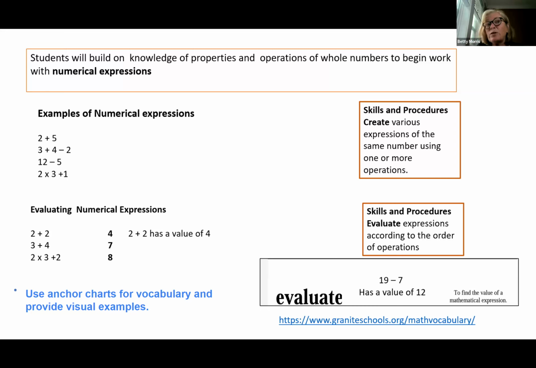So say it first, model it, have them model it, say it, and then write it down, and then evaluate. So we say 2 plus 2 has a value of 4 because we're working with expressions. So I'm just going to suggest to try not to have a tendency, even though the students will, to say 2 plus 2 equals 4.